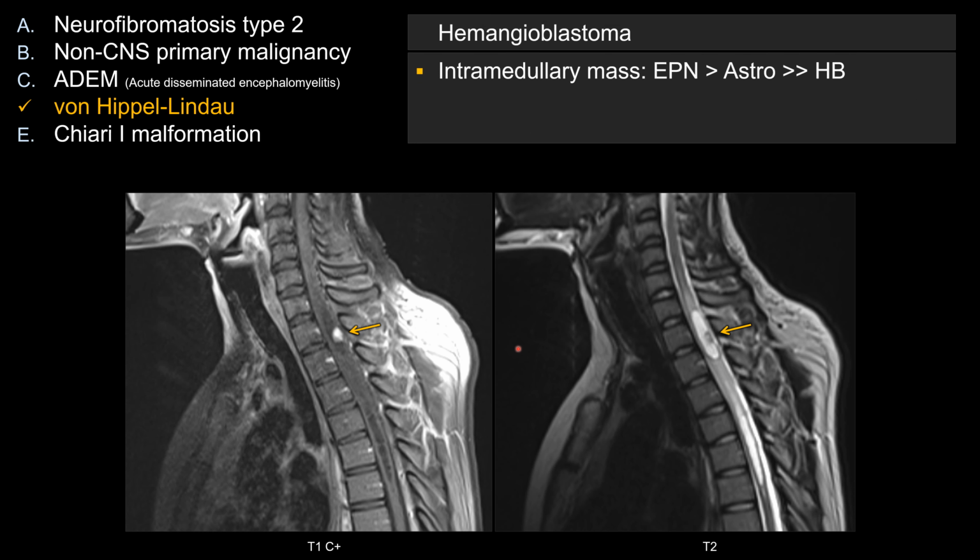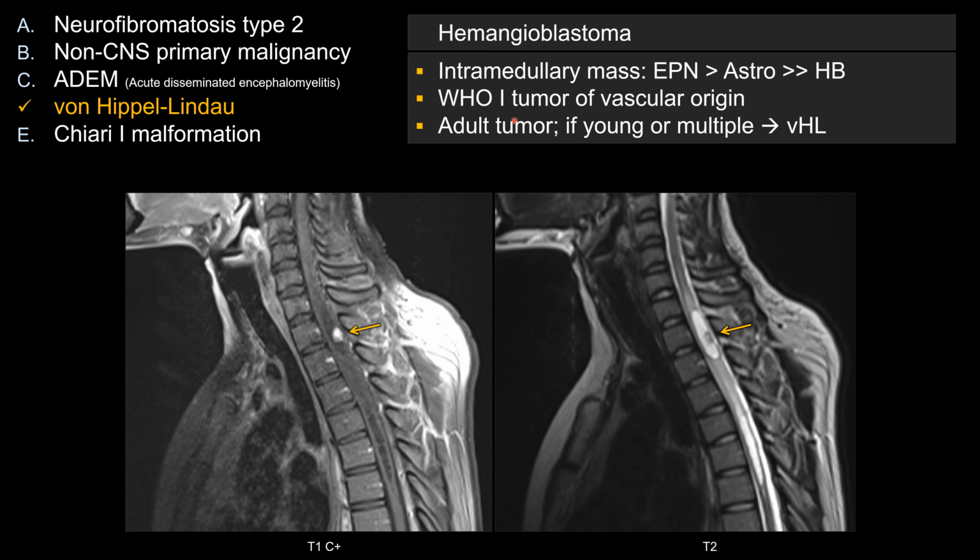For hemangioblastoma, they can ask you the question on the core exam that, remember, it is the third most common primary cord neoplasm. It's distal third. In real life, it's relatively uncommon. Most likely, when you see an intramedullary mass, it's going to be either ependymoma versus cord astrocytoma.